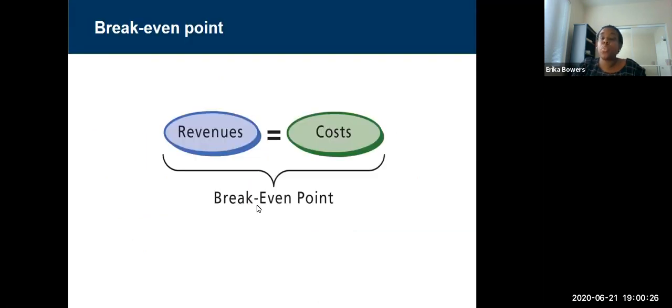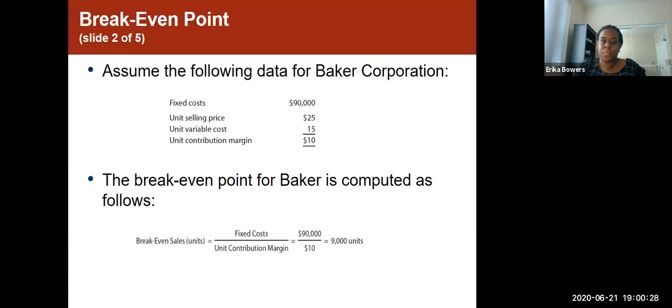So at break even, revenues equal cost. Assume the following data. Fixed cost is 90,000. Selling price is 25, variable cost is 15, and unit contribution margin is 10. So the break-even point in units will be our fixed cost divided by our unit contribution margin. So it's 90,000 divided by 10. This company must sell 9,000 units to break even.